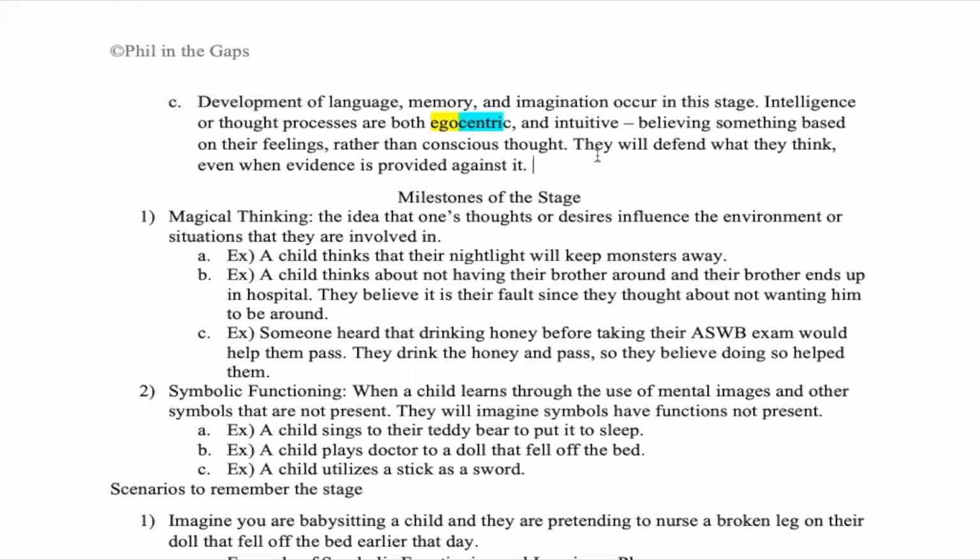And intuitive type thinking is key emphasis on in. So they start believing in different things around them. It's all about their emotions. Intuitive is where inside of them, they believe that things are going to happen. So they believe in something based on their feelings rather than conscious thought. They will defend what they think, even when evidence is provided against it. It's almost such as a delusion of false beliefs not based on reality, even when presented with factual information.